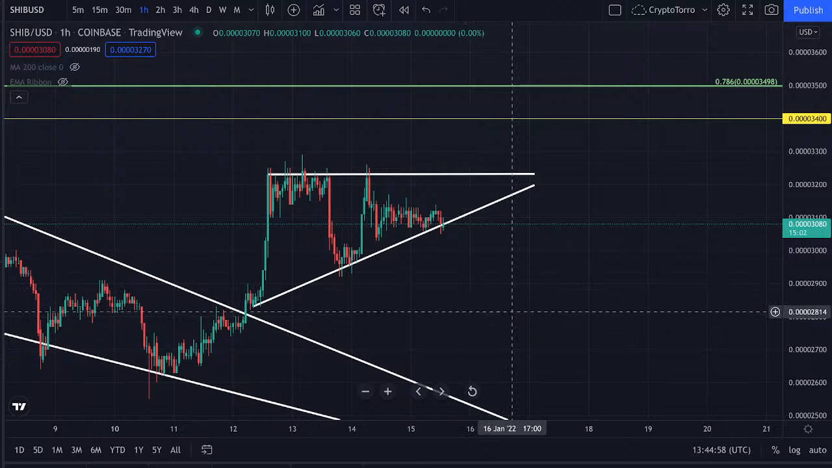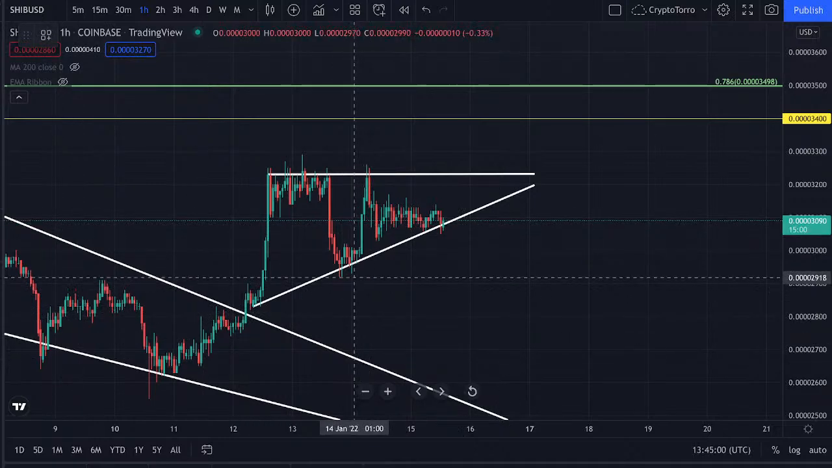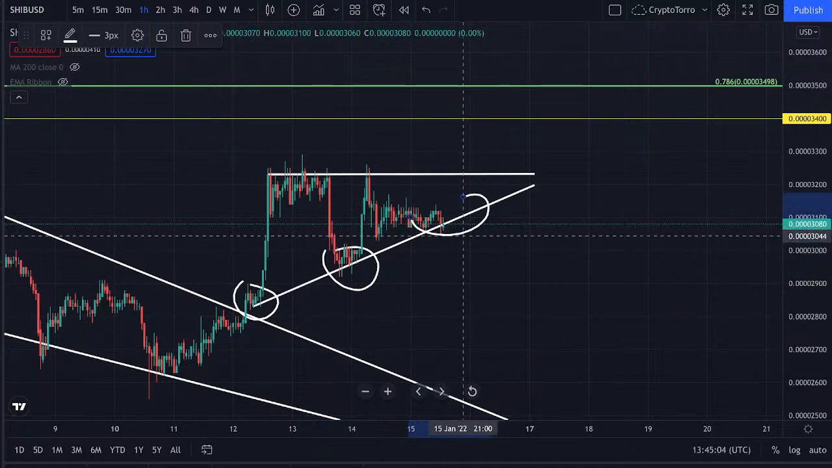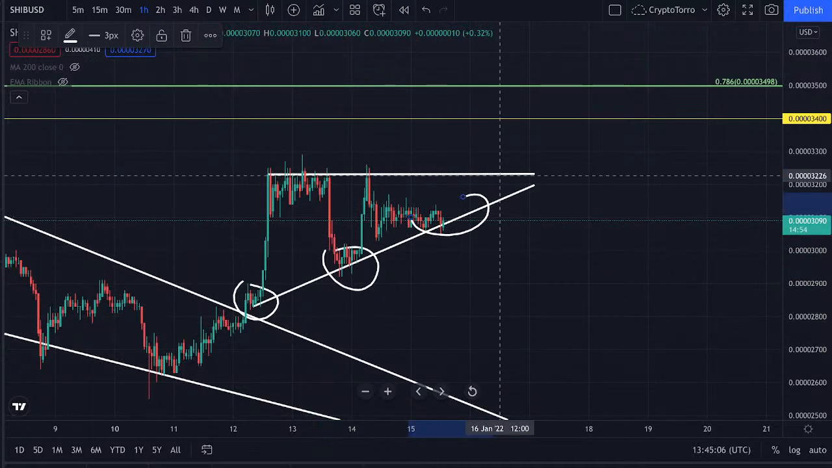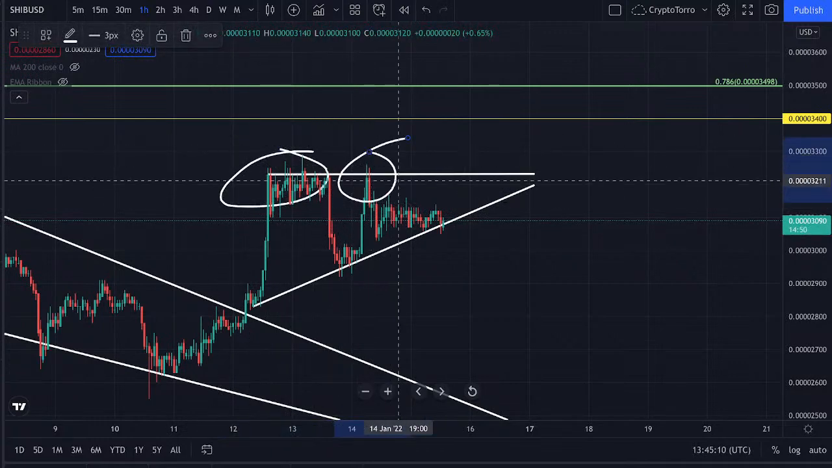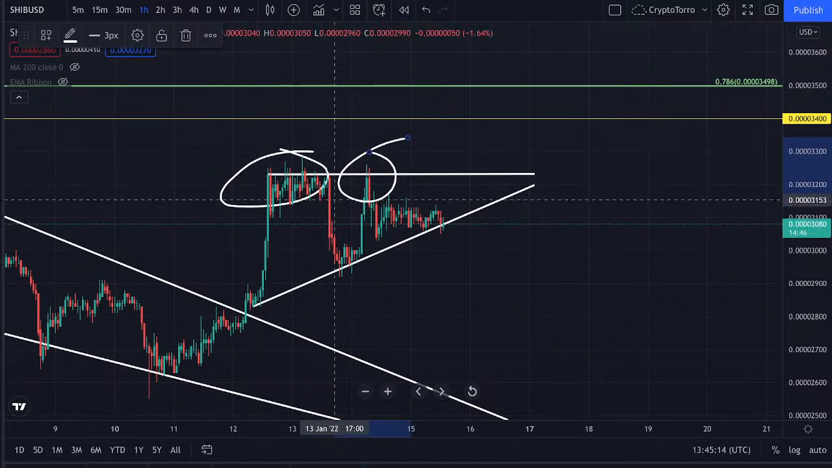So absolutely, this is a crucial pattern right now. We have seen already 1, 2, a third touch point right now getting formed on top of this ascending support. And even more important, we have seen this horizontal level of resistance as a major resistance zone, because we have seen multiple touch points underneath this range.